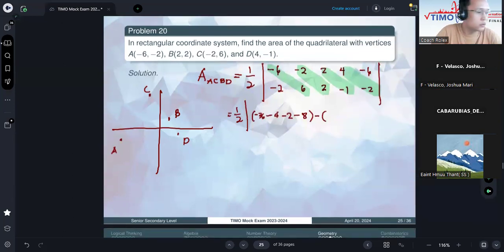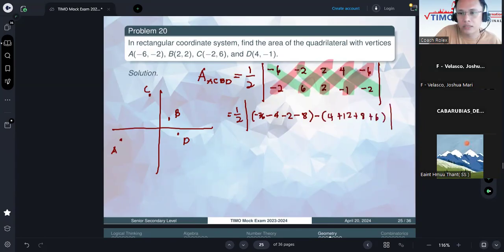This one, this one, this one, this one, and this one. So you will have -4. Positive. That will become positive kasi negative of negative. So that is equal to 4 plus 12 plus 8 plus 6.